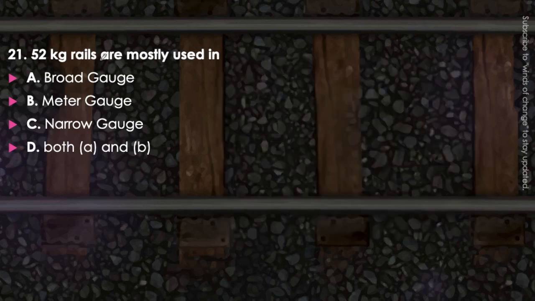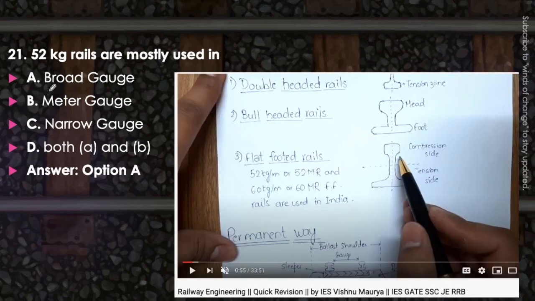Next question. 52 kg rails are mostly used in broad gauge, meter gauge, narrow gauge or both A and B. We have already seen in the previous question. So it is used in broad gauge track, that is option A will be correct. We have explained about it in the revision video of railway engineering also. You can go to this video from the link in the description box, in which we have mentioned 52 kg per meter or 52R or 60 kg per meter or 60R flat footed rails are used in India.